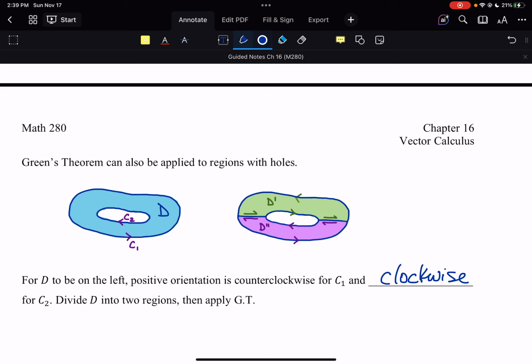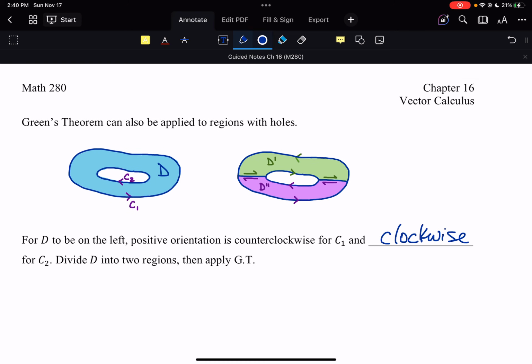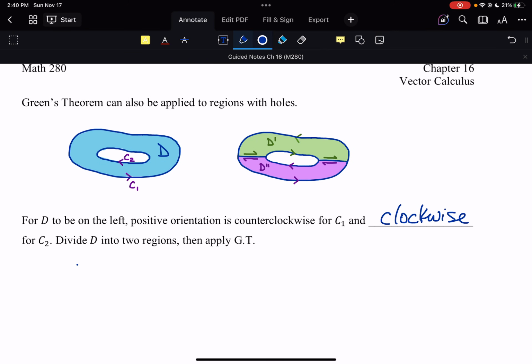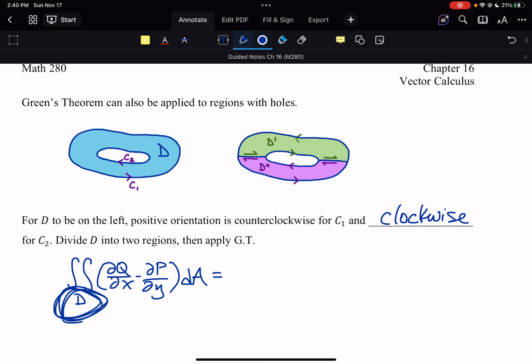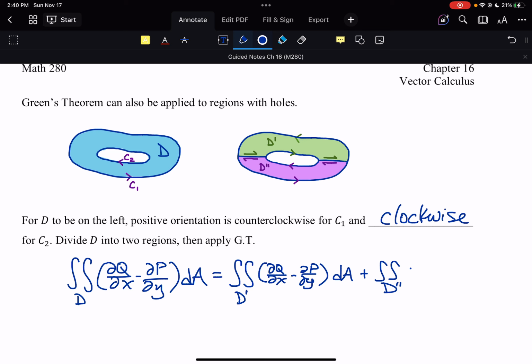You can see here that if we want to apply Green's theorem to this, we get the double integral over D of partial Q with respect to x minus partial P with respect to y dA. That's going to get split. Instead of being over the entire region D, we're splitting it over D prime and D double prime. So that's going to be the double integral over D prime of that same integrand, plus the double integral over D double prime.